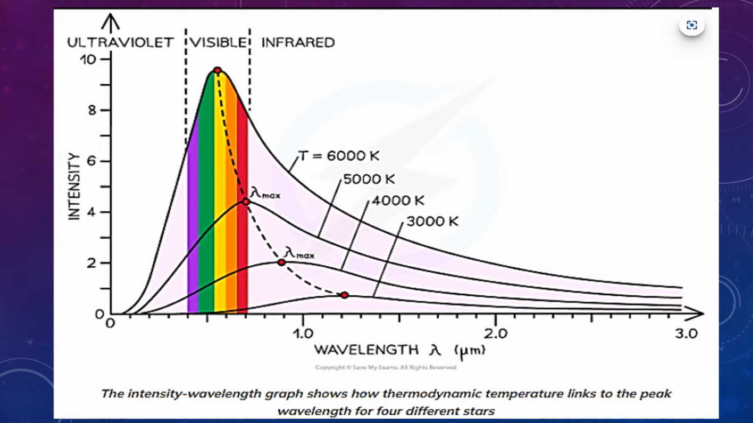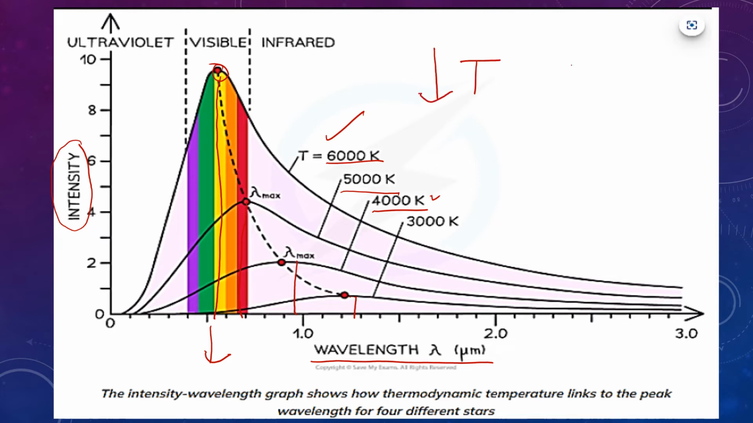So here is the diagram. Along the y-axis is intensity. This is the intensity of the radiation as observed on the Earth, and this is the wavelength of the radiation. So we can see that as the temperature is high, the peak is happening at a relatively shorter wavelength here. And as the temperature decreases, the peak is happening at a longer wavelength. So for 3000, it is happening here. Lambda maximum is the one at which this peak happens. As temperature decreases, lambda maximum increases.